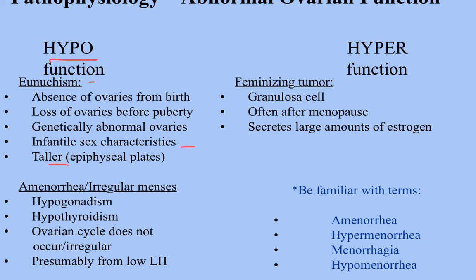Hypofunction can also cause you to have either irregular or no menses. And then there's hyperfunction: too much ovarian function, too much steroids. Those usually come from a feminizing tumor. They secrete large amounts of estrogen and will basically exacerbate all the secondary sexual characteristics of a female.